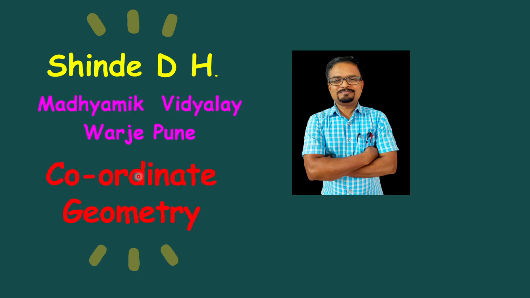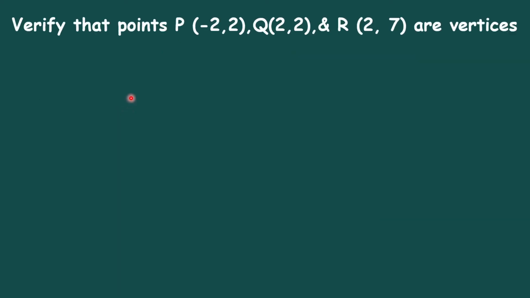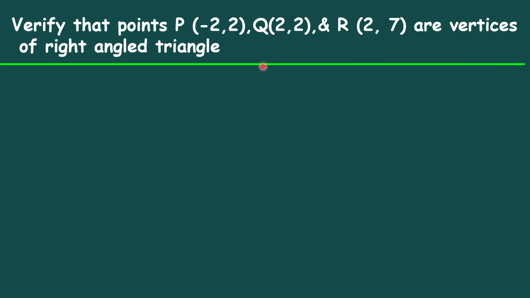We will continue the chapter Coordinate Geometry. Today we will solve practice set 5.1 and example number 4. Verify that the point P having coordinate negative 2, 2, Q having coordinate 2, 2 and R having coordinate 2, 7 are vertices of a right angle triangle.